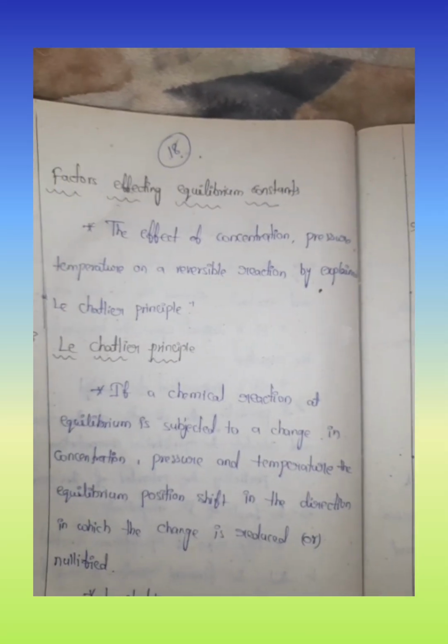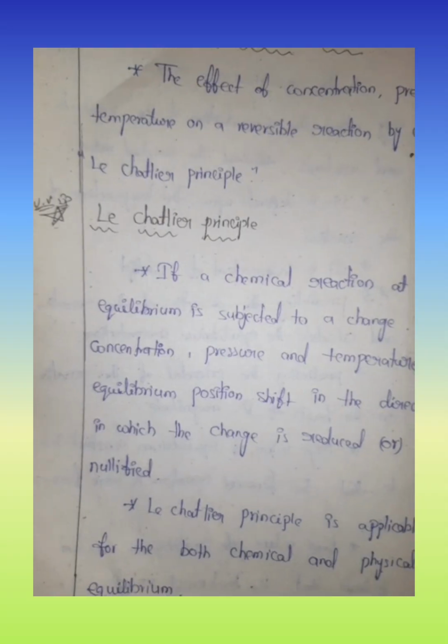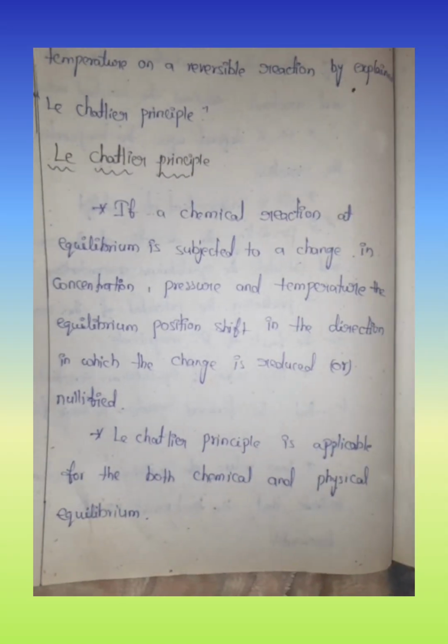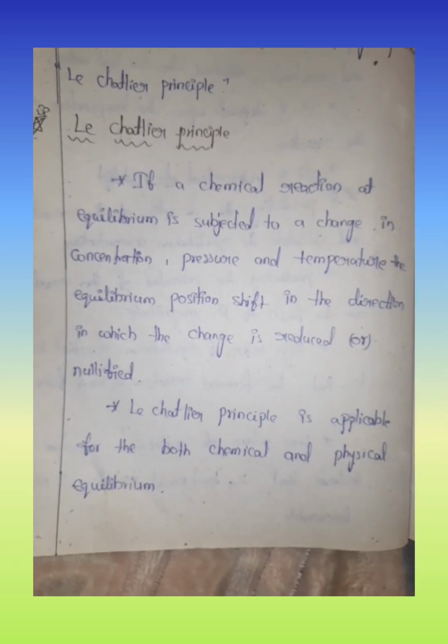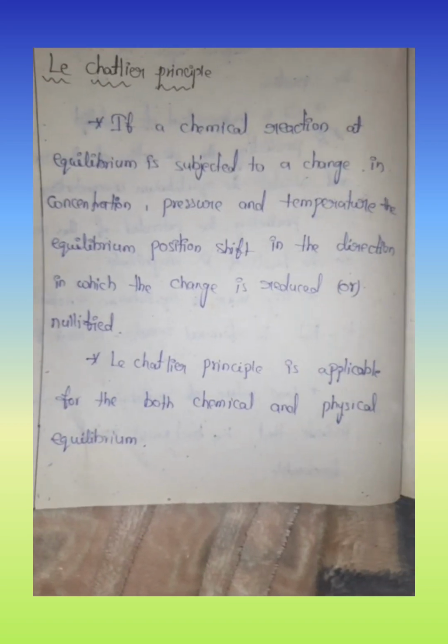Factors affecting the equilibrium constant. The effect of concentration, pressure, and temperature on a reversible reaction is explained by the Le Chatelier principle. Le Chatelier principle is very important. If a chemical reaction at equilibrium is subjected to a change in concentration, pressure, or temperature, the equilibrium position shifts in the direction in which the change is reduced or nullified. Le Chatelier principle is applicable to both chemical and physical equilibrium.